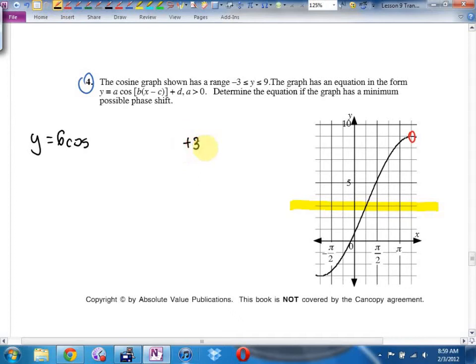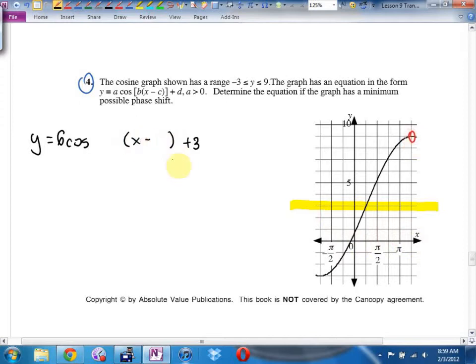Oh, and you know what? I can even tell you my phase shift. 1, 2, 3, 4, 5 squares to the right, x minus, what's 1 square worth? 5 pi by 4s.